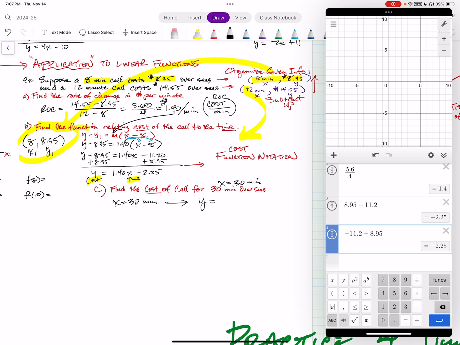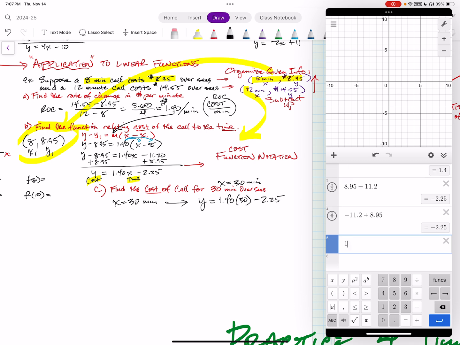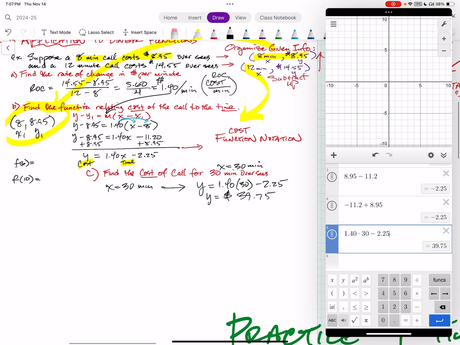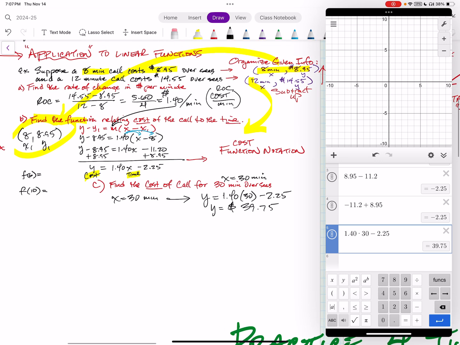Well, we take $1.40 times 30 minutes and then subtract 225. So you type that in. Take $1.40 times 30 minutes and then subtract $2.25. And you get a cost, so put a dollar sign on that, $39.75 for that 30-minute call. Look at that. And again, this is what we're reviewing here, guys. We actually solved this problem a couple weeks ago.